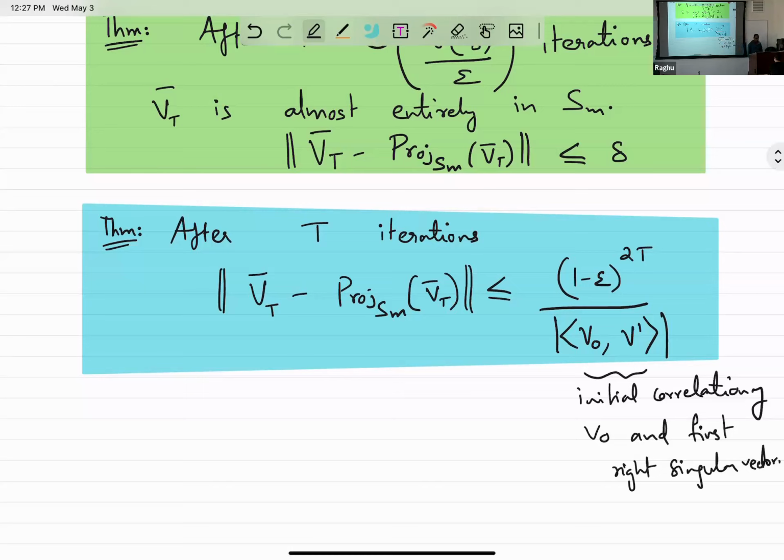All right. Any questions about this statement? We're saying that every step gets you a little bit closer at this rate of 1 minus epsilon multiplicative factor per step.